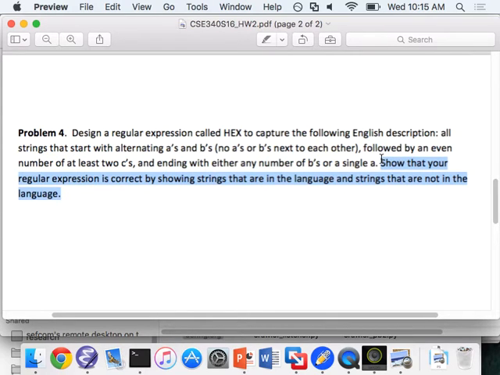So this part says show that your regular expression is correct by showing strings that are in the language and strings that are not in the language. This means do the regular expression and then do a self-check to make sure that you're matching things that are in the language and not matching things that are not in the language.